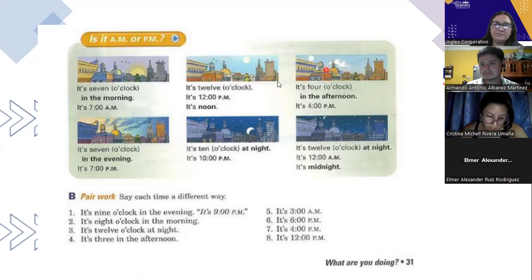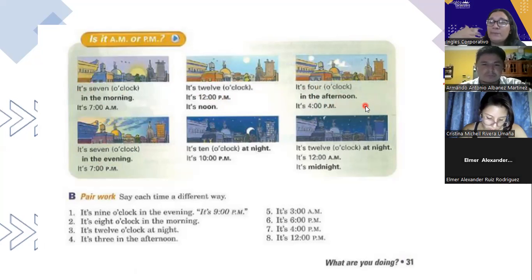Right. Okay. So we got, it's 4 o'clock in the afternoon, it's 4 p.m., it's 7 o'clock in the evening. Jocelyn says the internet is gone. We got no internet. Oh, that's sad. Thank you. All right. Maybe nosotros nada más decimos, like, in the morning, at noon, in the afternoon, todo lo que después del mediodía decimos afternoon.